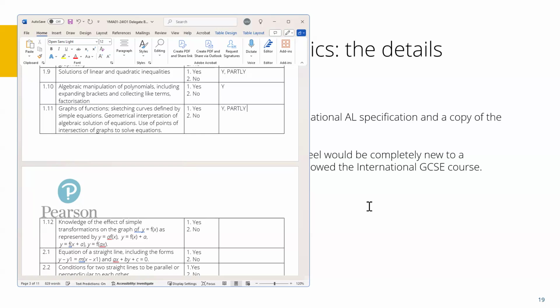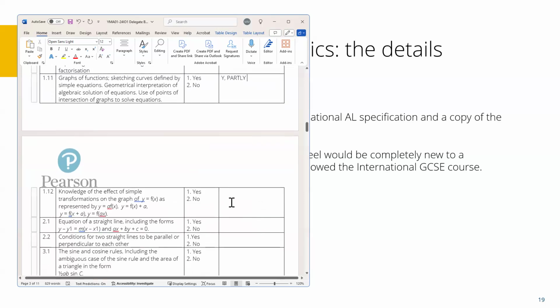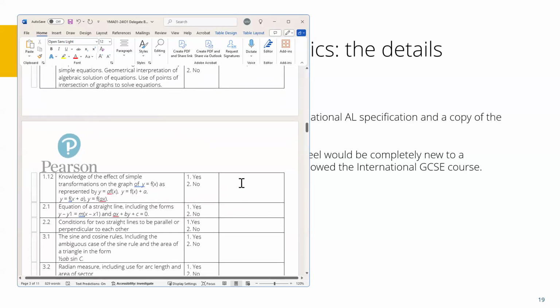So I think someone mentioned in the chat as well that we build on towards, and that's what we're trying to do. So there's a reference a bit to that international GCSE, but we're building the knowledge and taking it further. The sketching part is the part that's not in the GCSE, and that'll be new to them. Knowledge of the effect of simple transformations on the graphs. So as it mentions there, that's a yes.